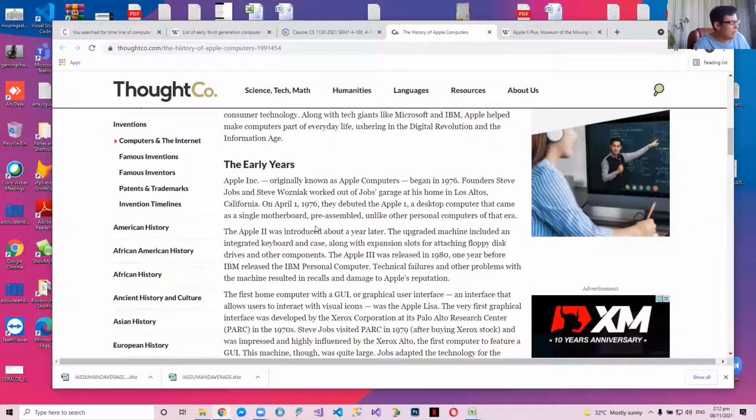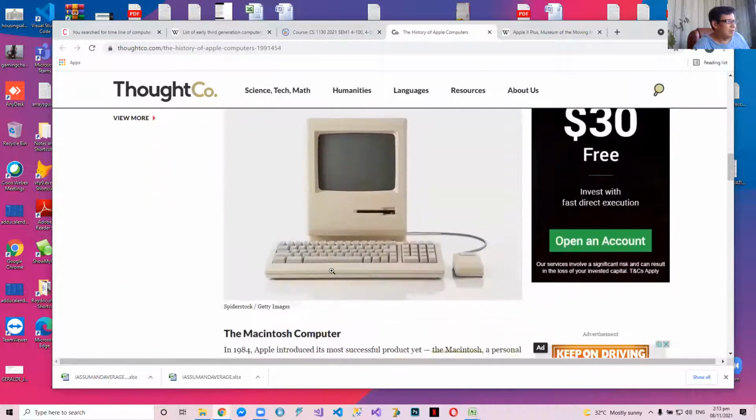Okay, in 1981, Apple II, it said here Apple III later. No, Apple II was introduced earlier. It has now an integrated keyboard and case with expansion slots for attaching a floppy disk, which means you can attach a floppy drive. No, Apple III was released in 1980, but I was programming the Apple II, no, in 1983. One year before IBM released the personal computer. IBM released the personal computer in 1981.